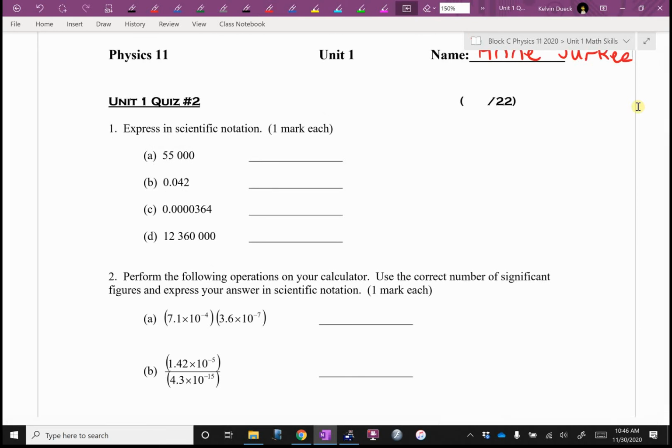Express in scientific notation. On your quest, I'm probably going to give you 4 or 5 questions. The first 4 or 5 are going to be like this. It's going to be written in scientific notation. So 5.5 times 10 to the 4th, yes? Half mark for the 5.5, half mark for the times 10 to the. 4.2 times 10 to the negative 3 or negative 2? Negative 2. The trickier one is doing decimals in scientific notation.